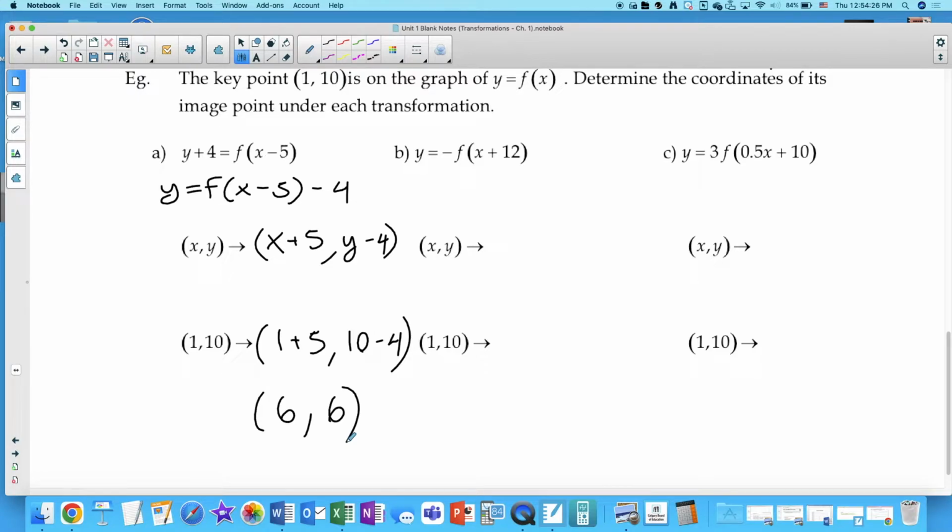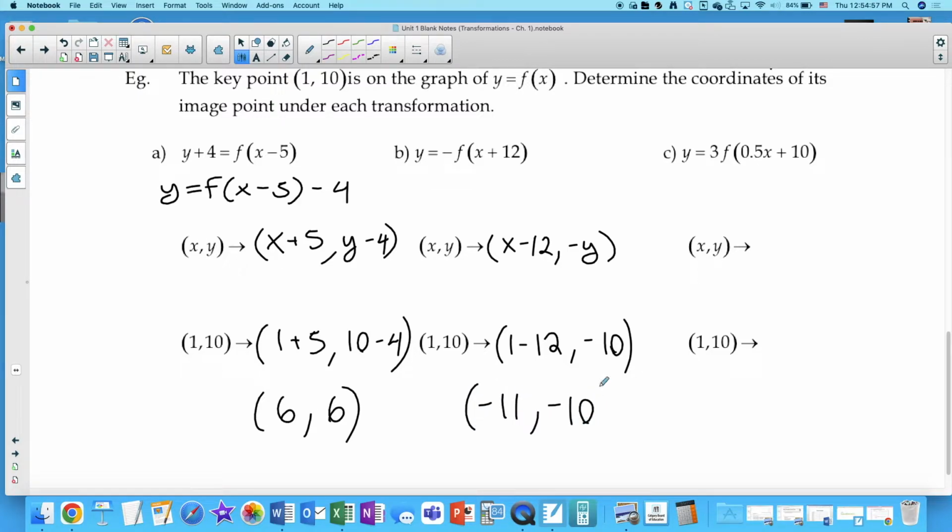Yeah, there's a vertical reflection. So that's going to affect the y values, right? There's no stretch. There's no vertical translation. So you could even just put negative y in there if you know that that's true, right? And then in terms of the x values, x minus 12. So 110 is going to move to 1 minus 12, negative 10. So that's the point negative 11, negative 10.